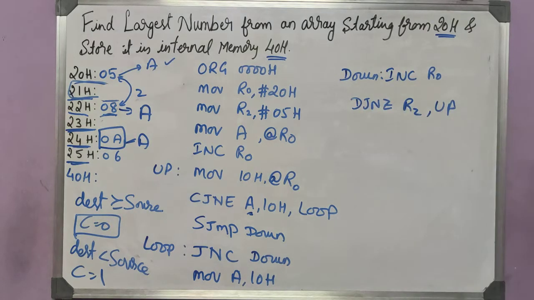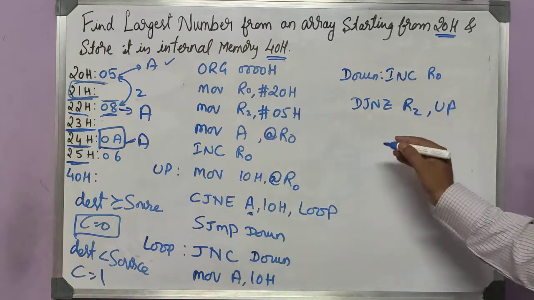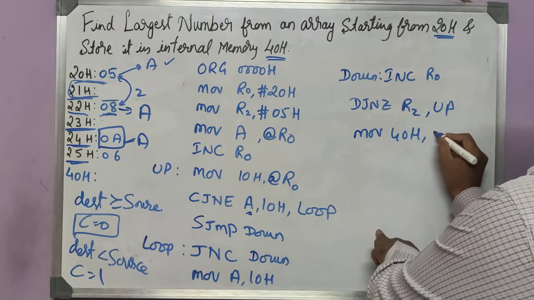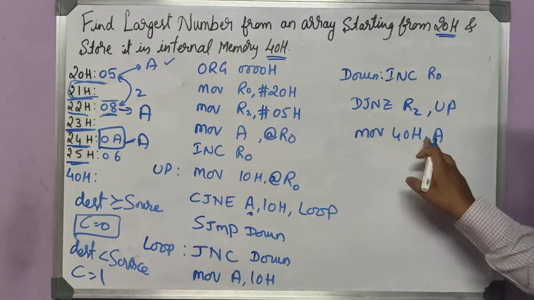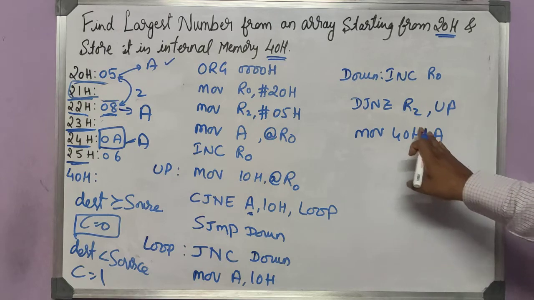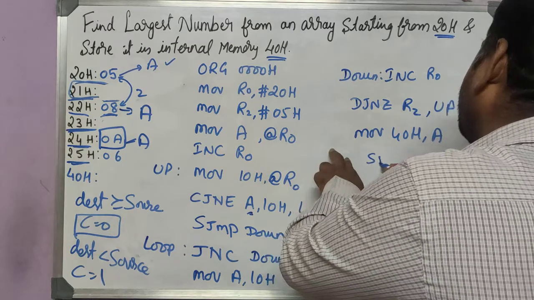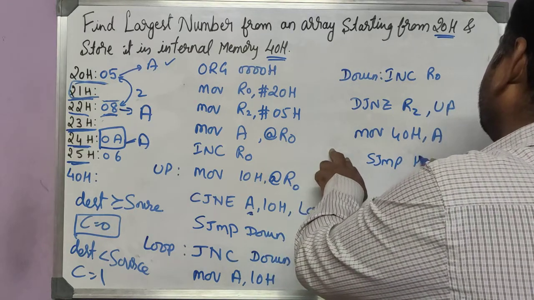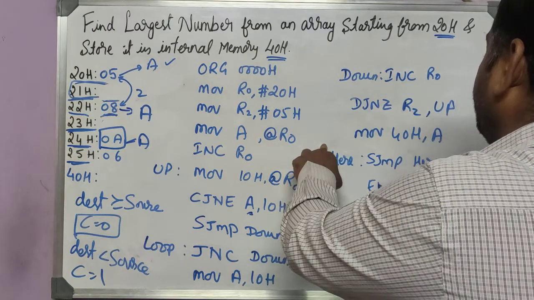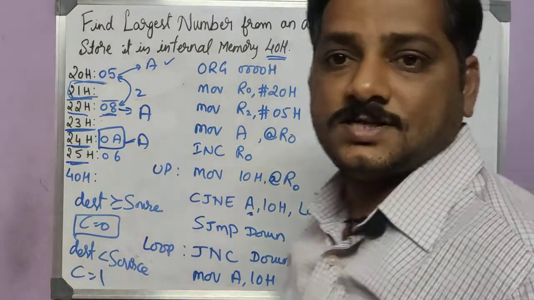So to get that largest number into 40H, what can we do? We can use MOV 40H, A. So the content of A will be given to 40H, and the answer will be there in 40H. After that, we can just stop it. By using SJMP, you can put a label here, and the same label I can write it here, and END. This is the last line. Right. So this is about finding the largest number.